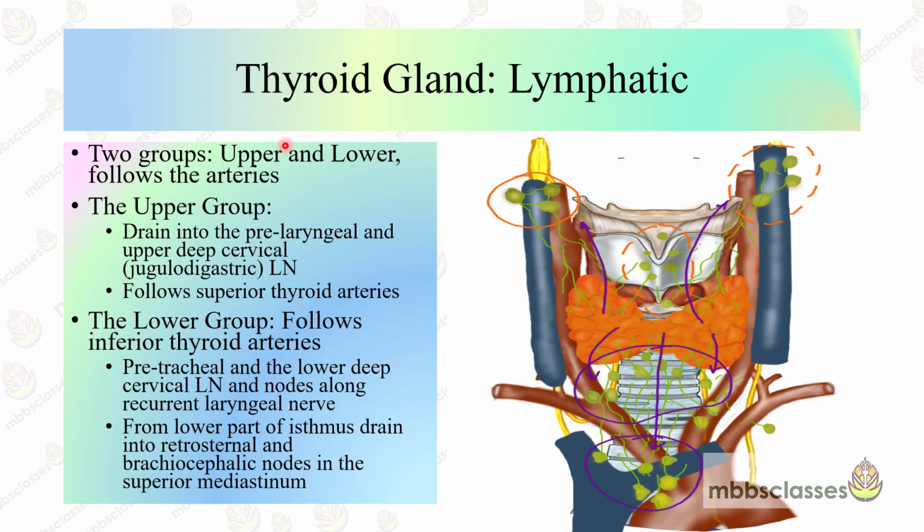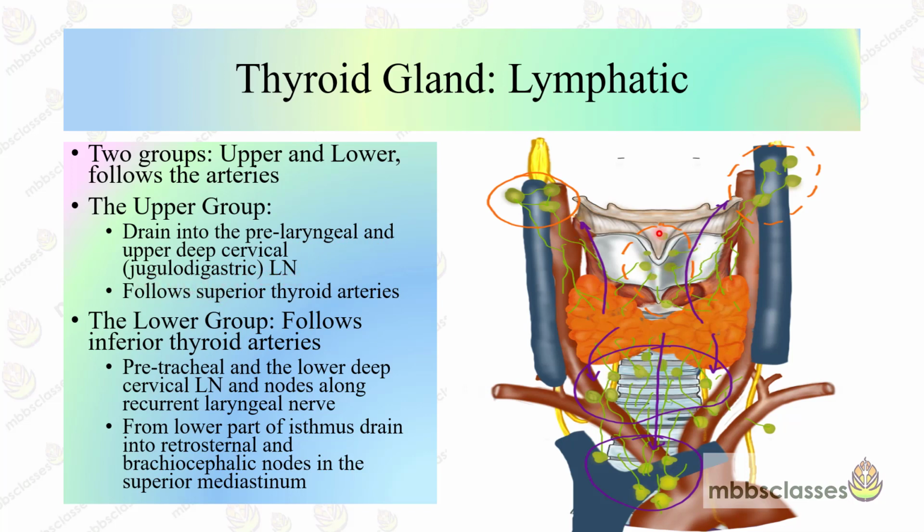Coming to the lymphatics of the thyroid gland, the lymphatics are divided into two groups, the upper and the lower groups, and these follow the main arteries of the thyroid gland. These are the superior thyroid artery and inferior thyroid artery. The upper lymphatic group drains into prelaryngeal and deep cervical, also the jugulo-digastric lymph nodes.